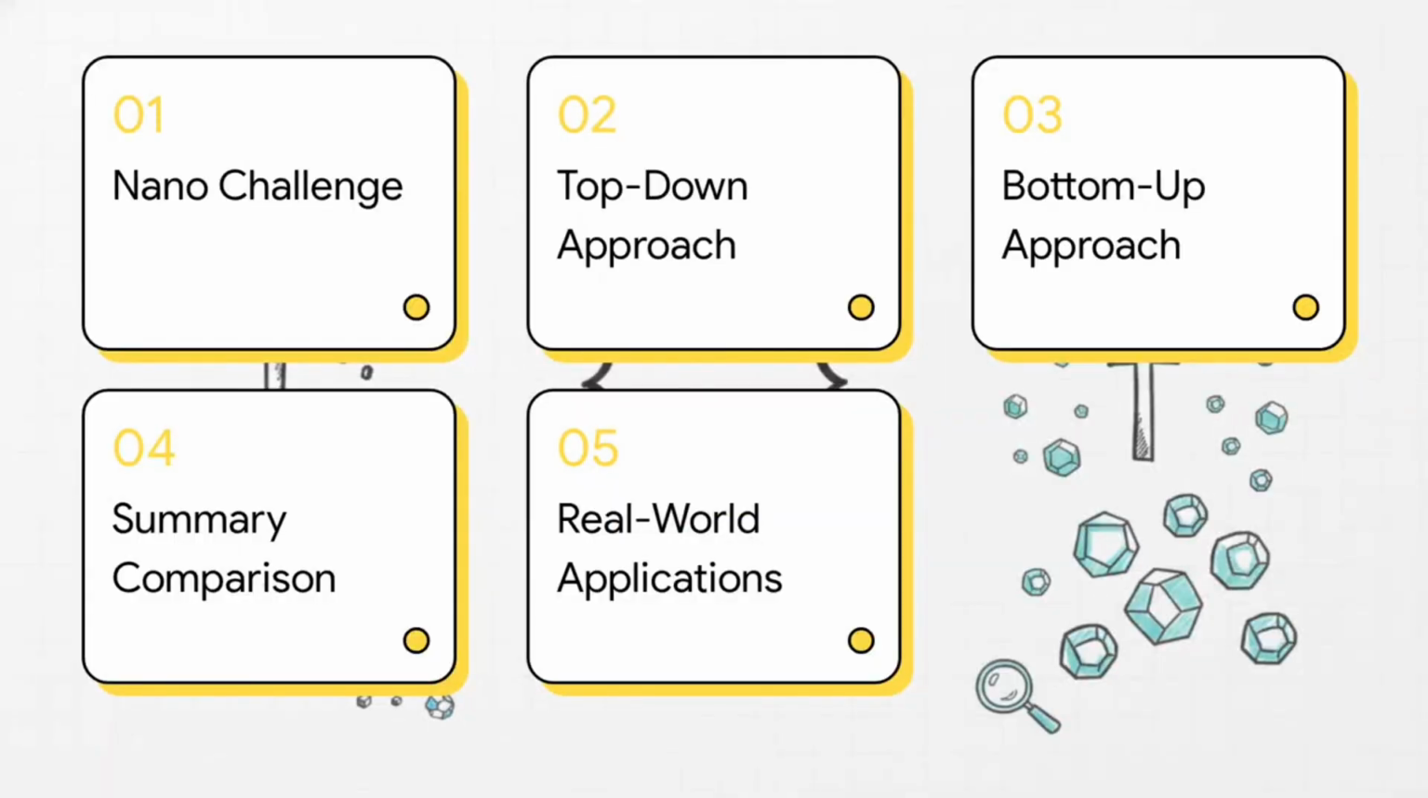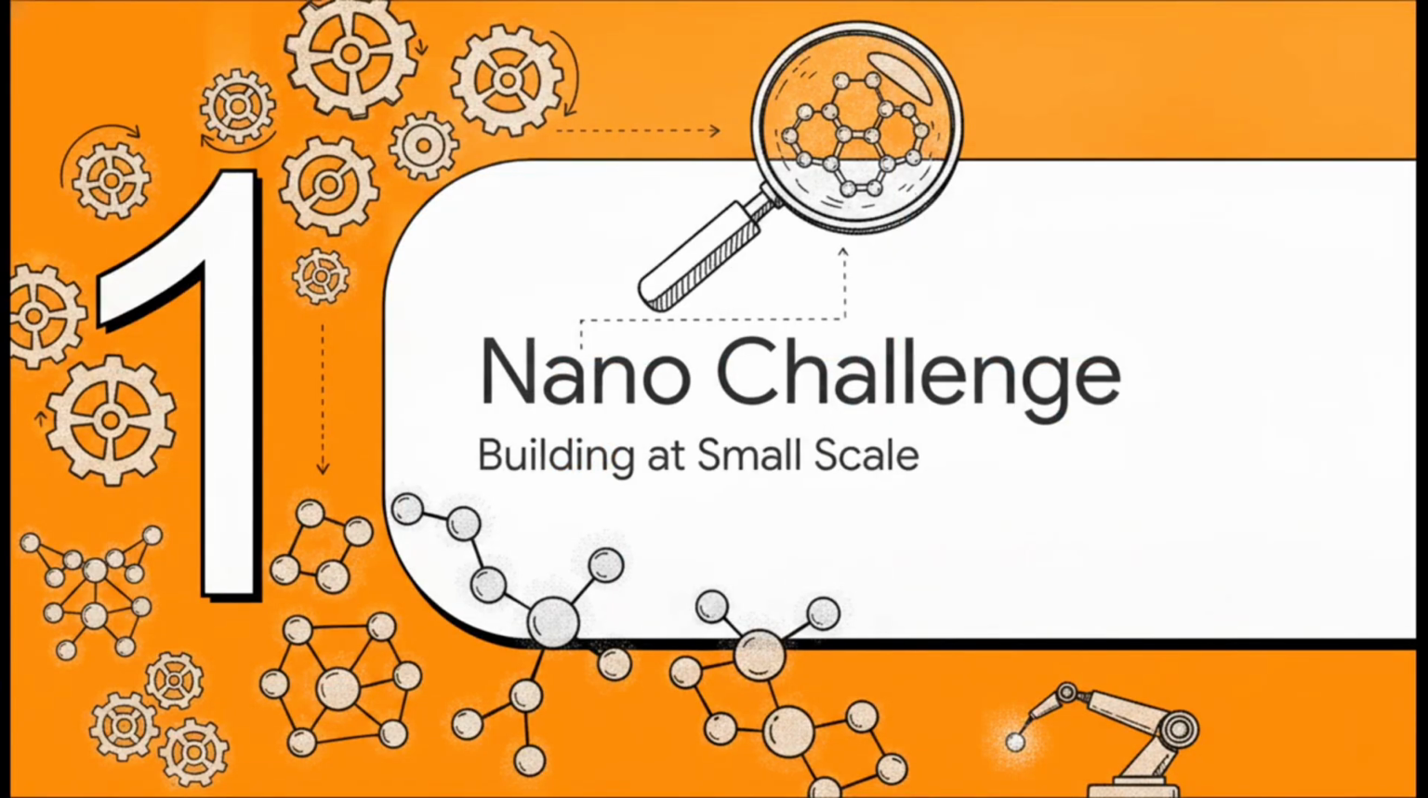To answer that, we're going to break down the two main opposing paths to creating nanomaterials. First, we'll look at the nanomanufacturing challenge as a whole, then explore the top-down sculptors method, followed by the bottom-up architects method. After that, we'll compare the two approaches head-to-head and wrap up with some real-world nano applications. So let's start with part one, the nanomanufacturing challenge, or building at the impossible scale.